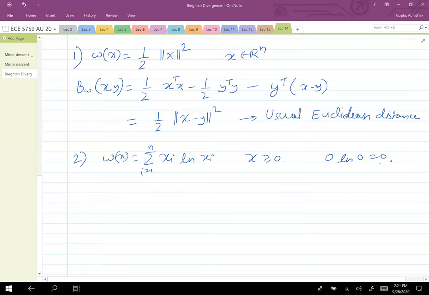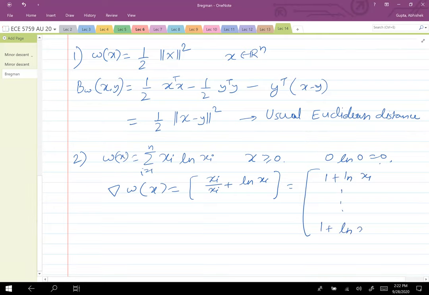So let's look at the Bregman divergence. First we have to ascertain that this is strongly convex. So let's look at the second derivative of omega. What's the second derivative of omega? Let's think about the first derivative of omega first. So what's the first derivative of omega? That is x_i over x_i plus log x_i. This whole thing in the matrix form is 1 plus log x_1, ..., 1 plus log x_n. That's the first derivative.